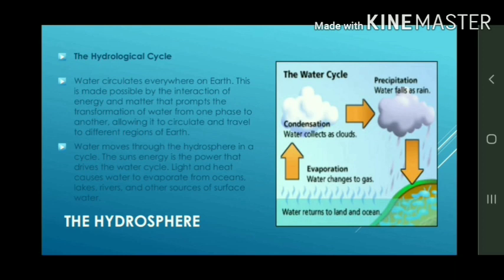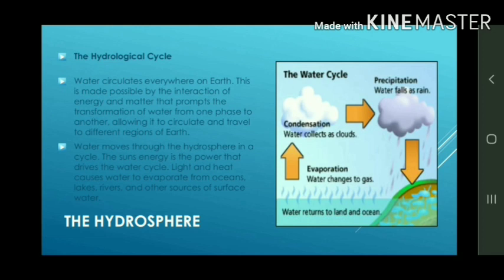So what is the principle of the hydrological cycle, also known as the water cycle? Water circulates everywhere on Earth. This is made possible by the interaction of energy and matter that prompts the transformation of water from one phase to another, allowing it to circulate and travel to different regions of Earth. Water moves through the hydrosphere in a cycle. The sun's energy is the power that drives the water cycle. Light and heat cause water to evaporate from oceans, rivers, and other sources of surface water.